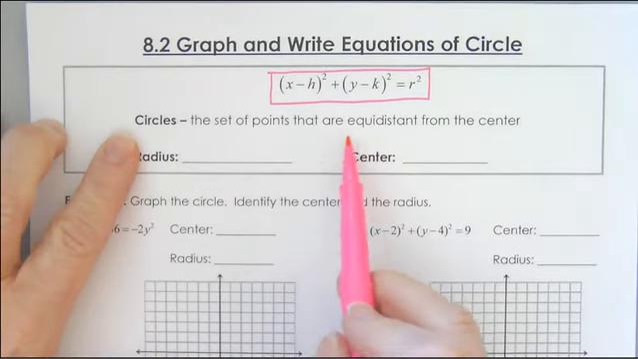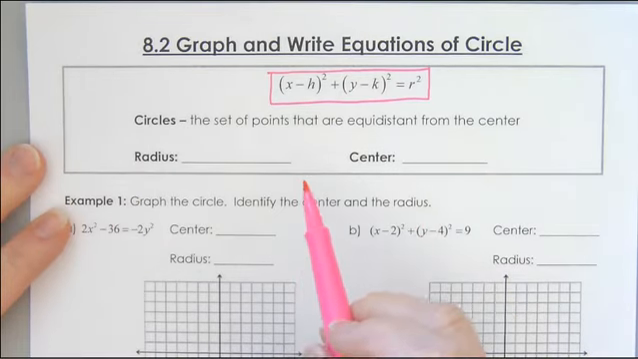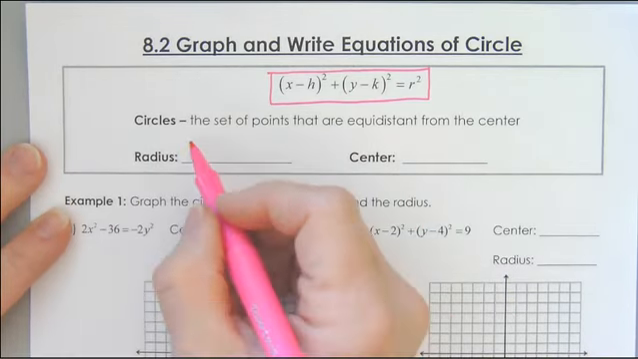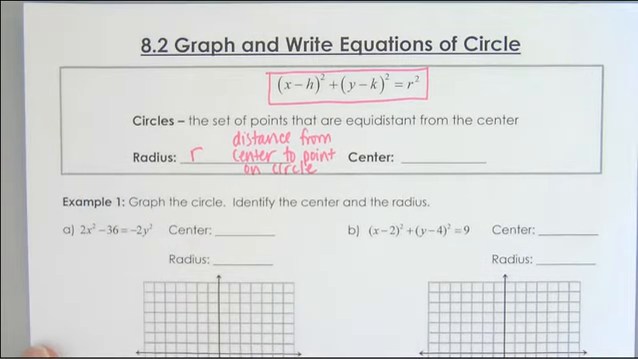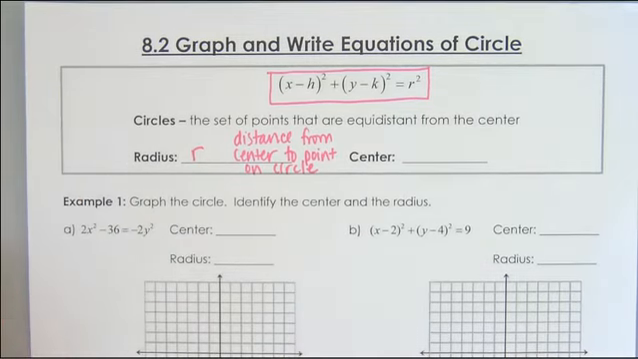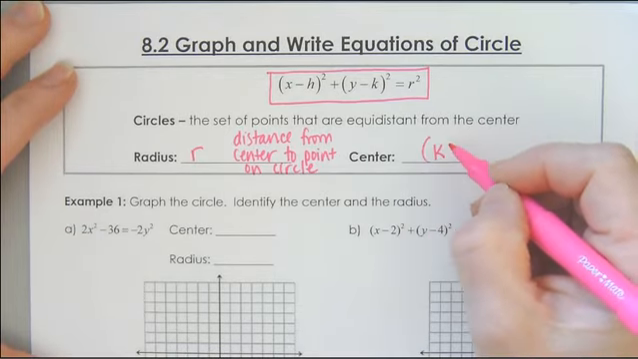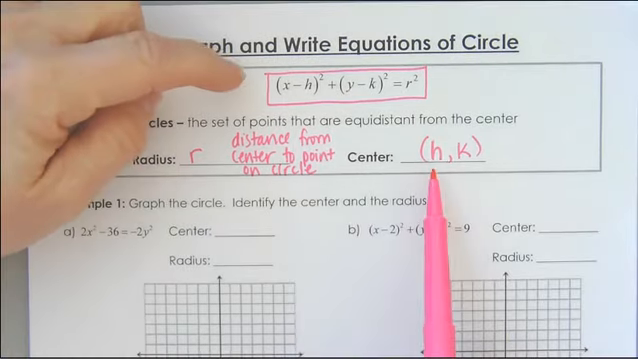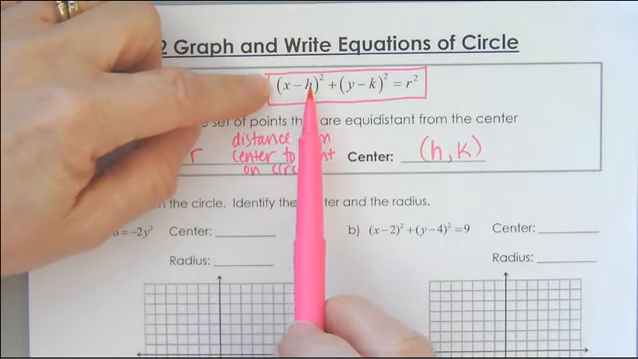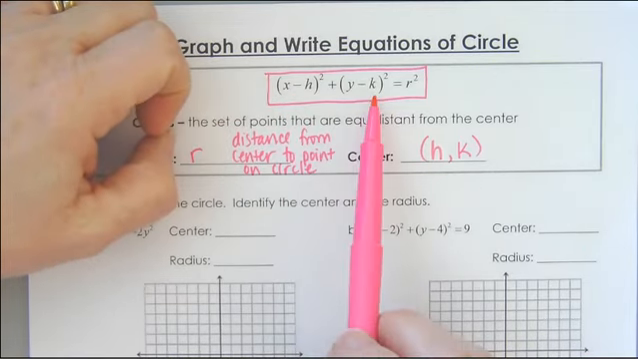So again, a circle is just a set of points that are the same distance from the center. That distance from the center is our radius, so we're going to call that r. So again, r is just the distance from the center to any point on the circle. The center of our circle we're going to refer to as the ordered pair (h, k). I also want to point out that h, just like always, is the opposite of what it's going to look like in the formula, and the value for k is going to be the opposite of what it looks like in the formula.